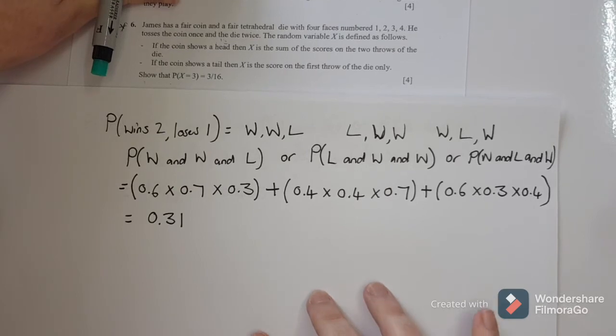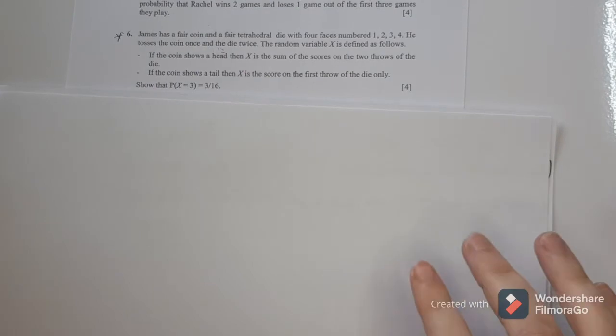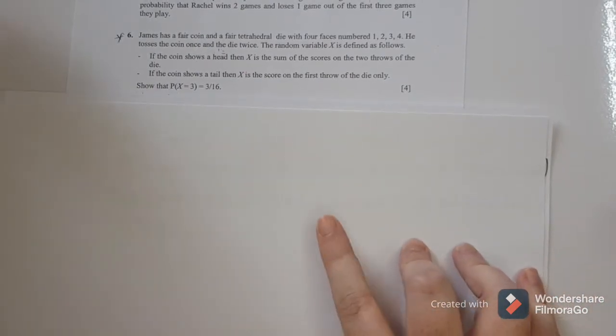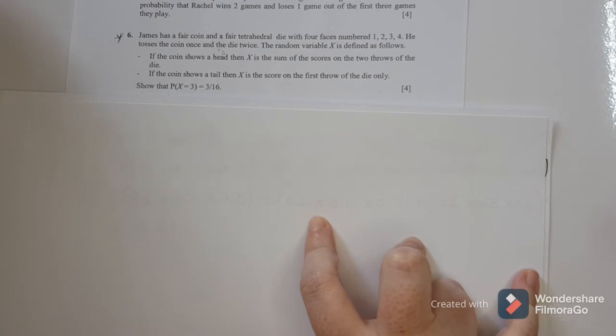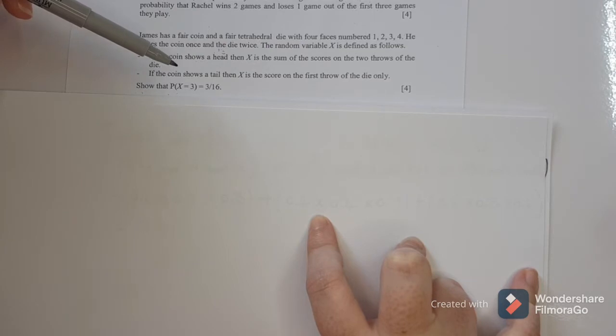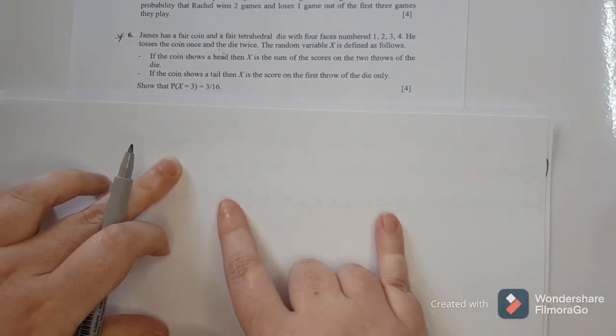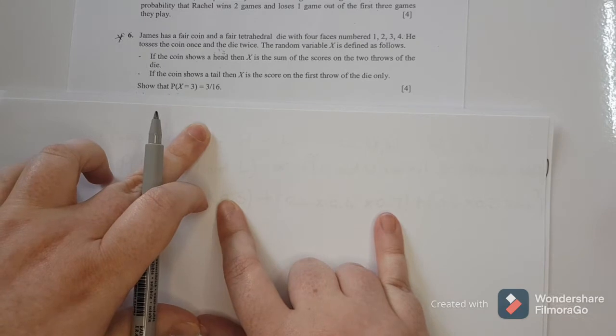Okay, and if we look at our next question, we have James has a fair coin and a tetrahedral die with 4 faces, numbered 1 to 4. He tosses the coin once and the die twice. X is defined as: if the coin shows heads, then X is the sum of the scores. And if the coin shows tails, then X is the score on the first throw of the die only. And we need to show that the probability that X equals 3 is 3 over 16.